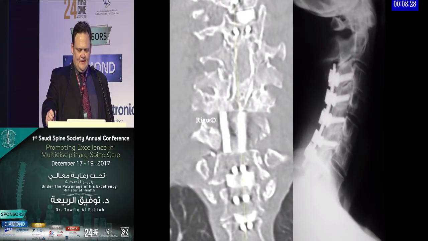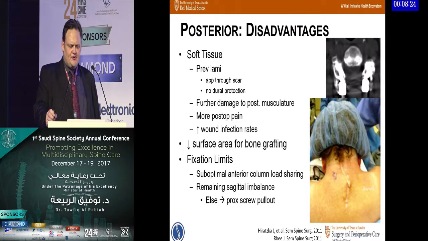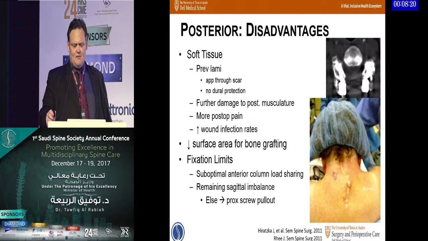And here you can see an example from Dan Rue looking at that. The disadvantages of the posterior approach are often soft tissue issues, especially if the patient's had a previous laminectomy. Often the extensor muscles are atrophied. This will lead to significant issues with wound healing problems, implant prominence, wound complications such as infections, and there's less surface area available for bone grafting.